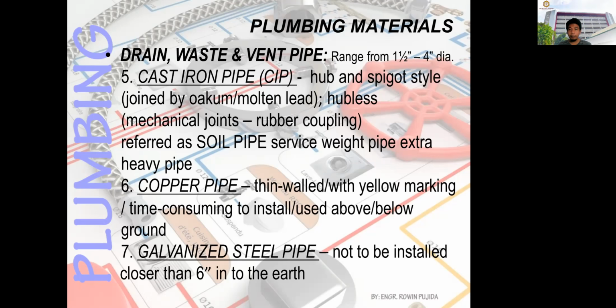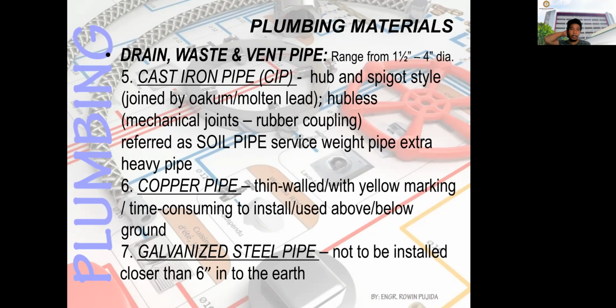So for number 5, you have this cast iron pipe or CIP. This pipe have hub and spigot style, so joining by Oakum or molten lead. Sometimes you have hubless pipes, and that is joined by mechanical joint or rubber coupling. So for the waste pipe before, they will use this type of materials, but as of now, I didn't see they use this type of material since we have now the PVC.